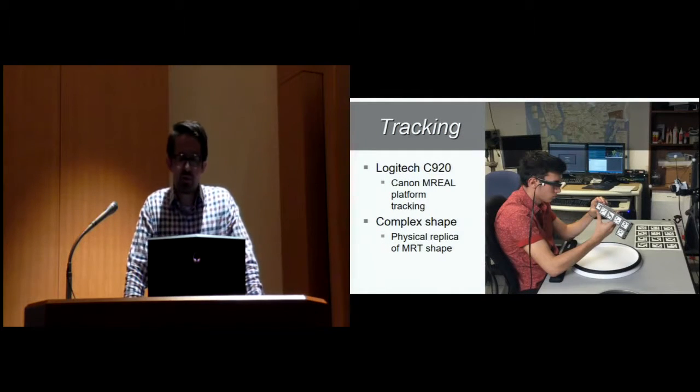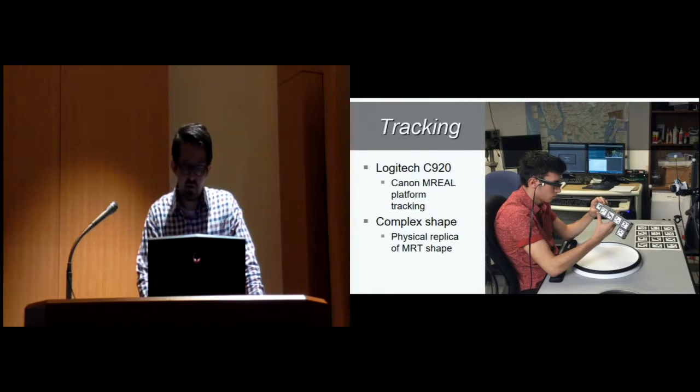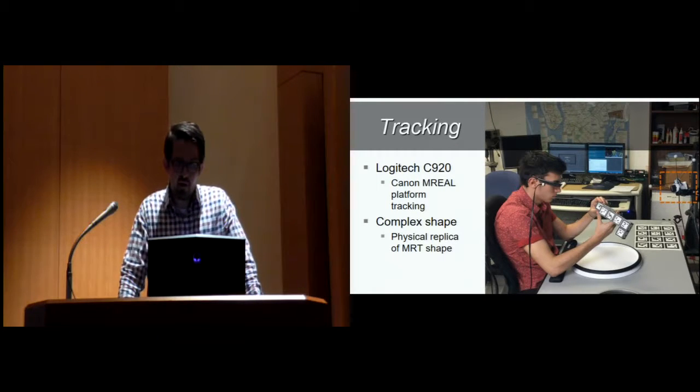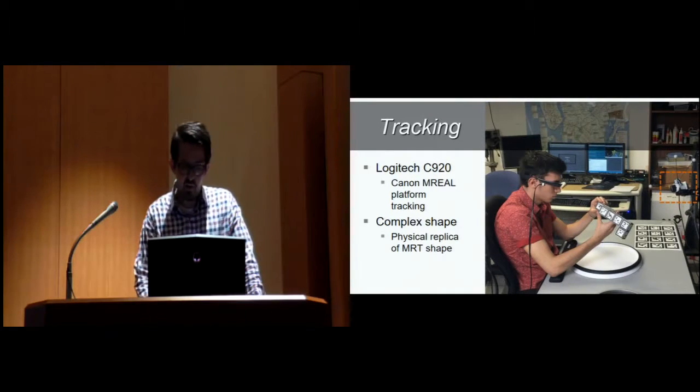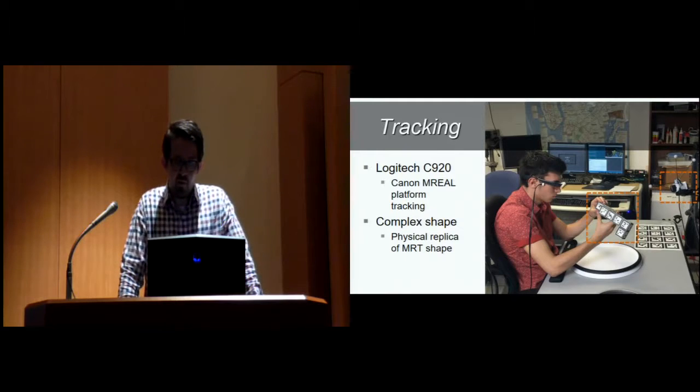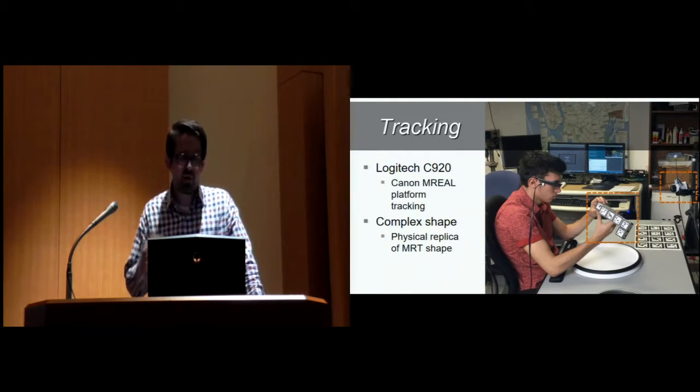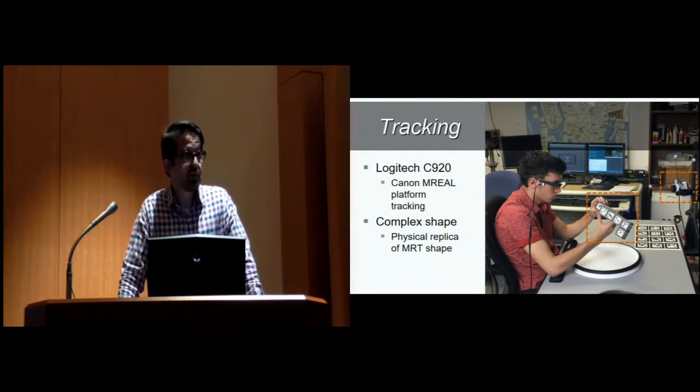Just to finish up on the logistics, for tracking we used an external camera and a marker-covered object. The tracking information was streamed to the device over Wi-Fi. And for our task object, we chose an object that looked like one of those abstract shapes from the mental rotation test that I showed you earlier.